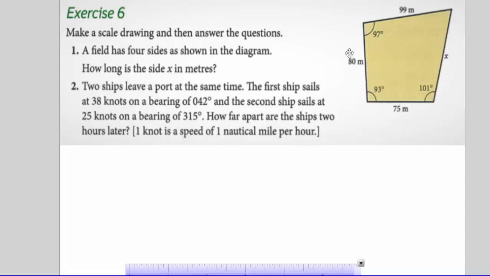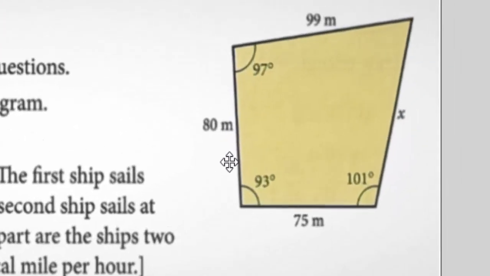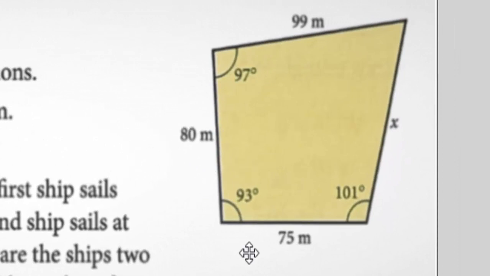To make a scale drawing like this, we need to choose a scale like 1 centimeter represents 10 meters. Then this line, in our scale drawing, will be 7.5 centimeters. This line will be 8 centimeters. This one 9.9 centimeters. And once we draw everything to scale, we can just measure this side after we finish our scale drawing. So we'll be able to give the length of this side.